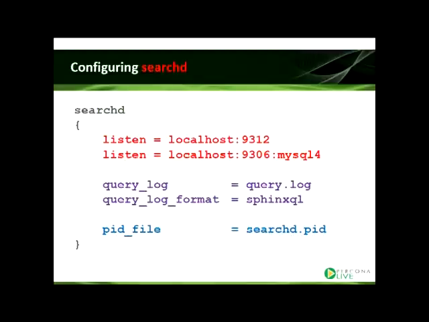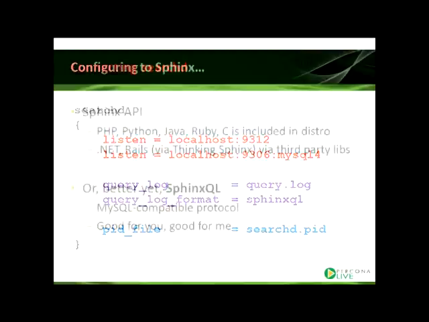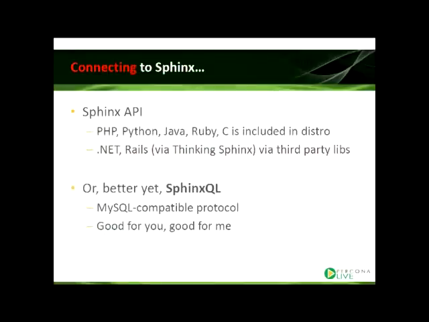To configure Sphinx, we just need to supply the ports it needs to listen on, and a query log file if you're interested in details of how Sphinx is performing. You can connect using the Sphinx API, which is available for a variety of languages, if you like the API style. But Sphinx also supports SphinxQL, which is a MySQL-compatible protocol. You need a MySQL library, so you can connect to Sphinx like you connect to MySQL. It will be a different port, but pretty much the same language: select from where. And it's not a big deal to rewrite the queries that you already have with MySQL.